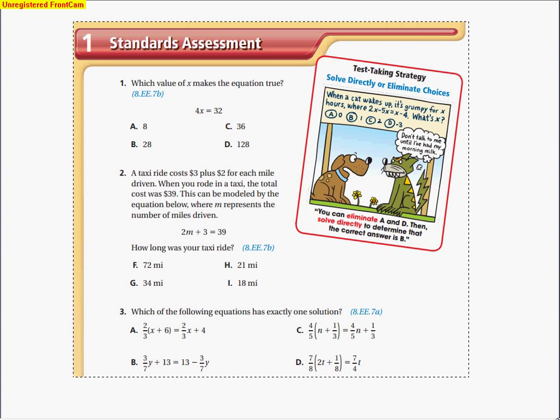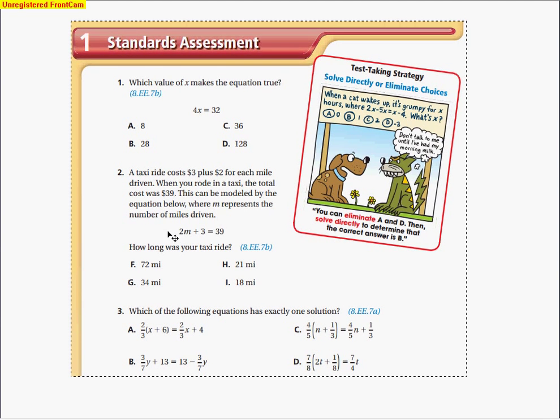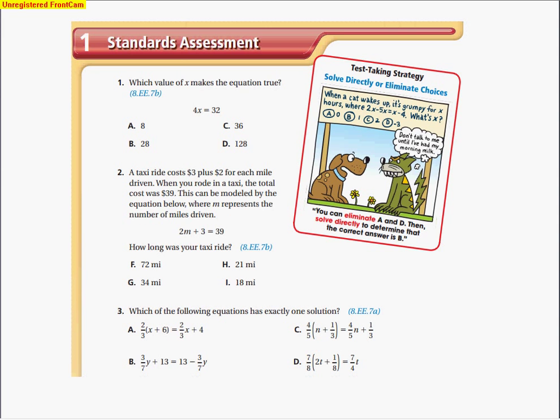These are the solutions for the standards assessment for Chapter 1. So kind of a preview of what you'll see on the benchmark one. So let's take a look at the first problem here.